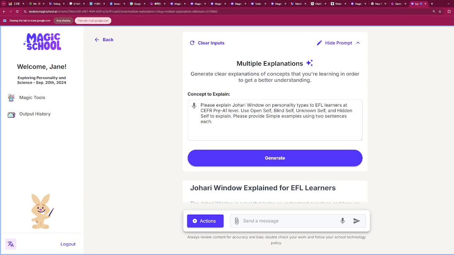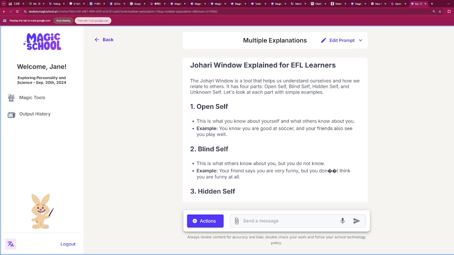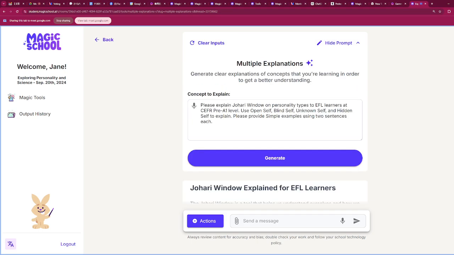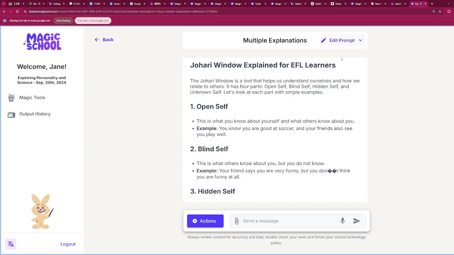So let's take a look at the prompt. Again, the same prompt. And so my prompt is simple examples using 2 sentences each. So limit it to 2 sentences each.